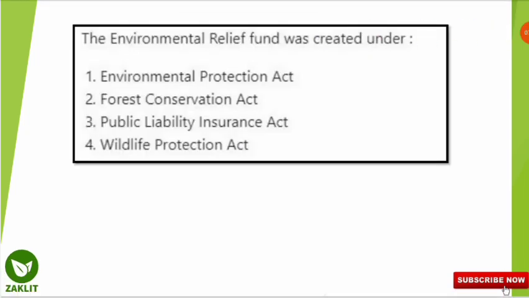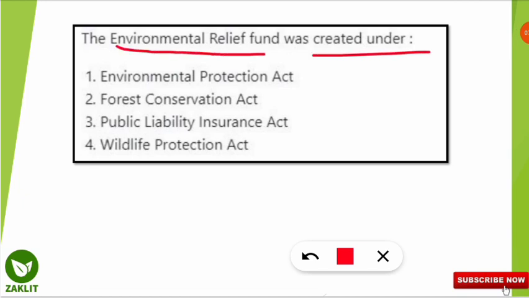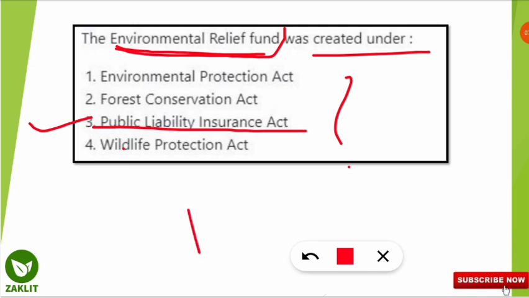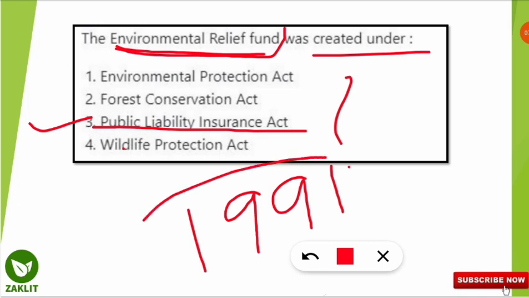So the next question is one of the very frequently asked questions in the environmental science entrance: the Environmental Relief Fund was created under which of the following acts? So I'll wait for a few seconds, then I'll reveal the answer. So the correct option will be option number 3, that is, the Environmental Relief Fund was created under the Public Liability Insurance Act of 1991, and it is also asked when the Public Liability Insurance Act was enacted. So the answer will be 1991.